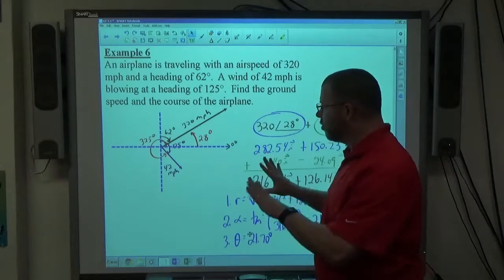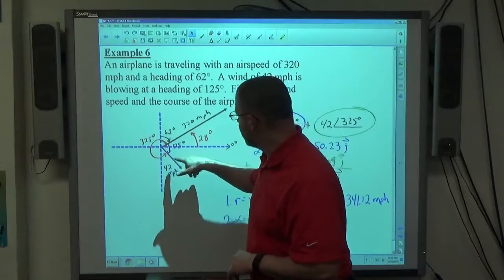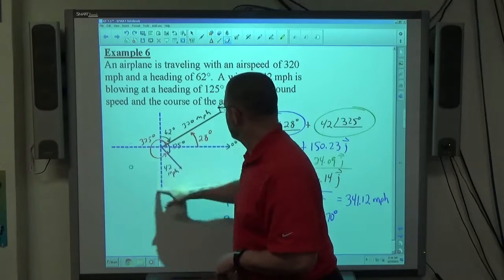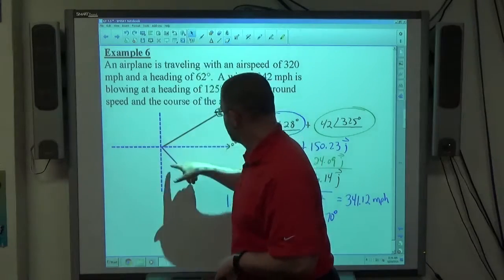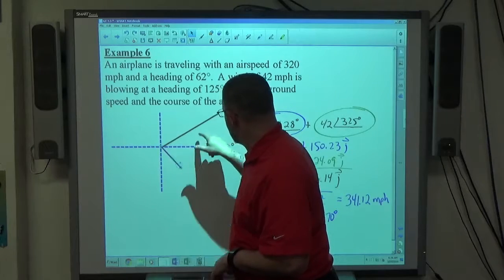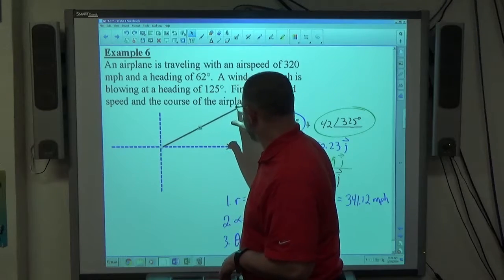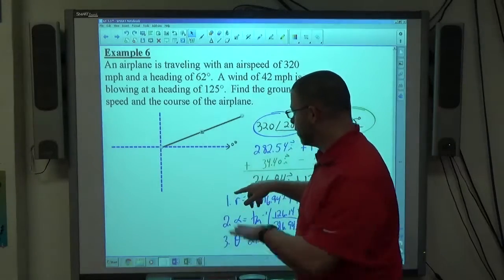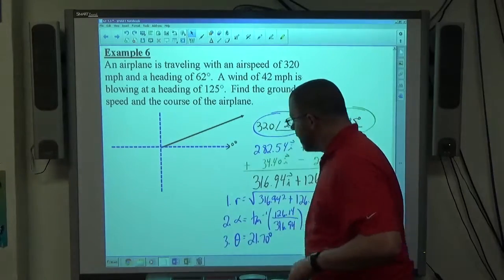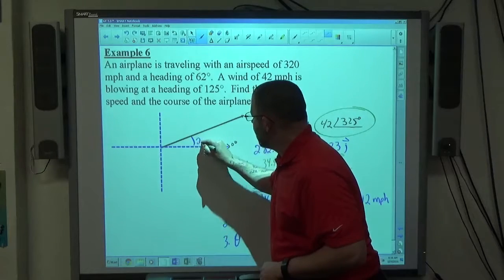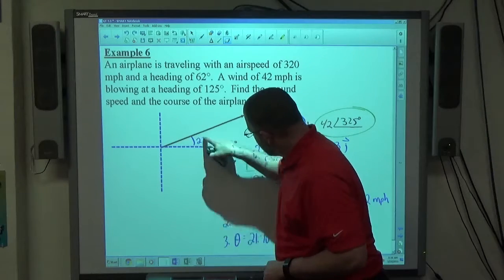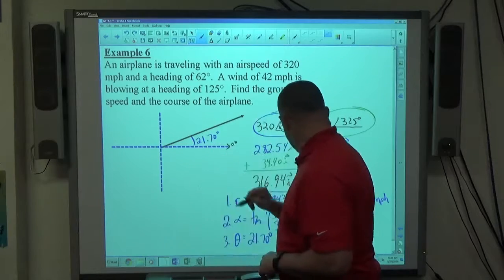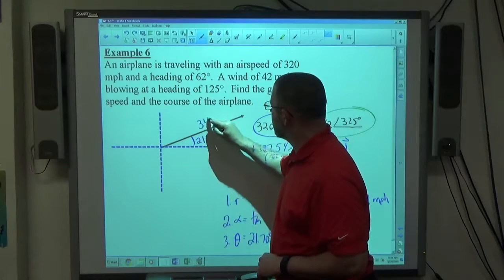So if I were to just draw a picture of this, I'm going to erase all of this and just draw a picture of our final vector. Let's do this. Perfect. So our final vector, the plane's going a little bit faster and a little bit further south, right? Closer to south, so more east. This is the 21.70 degrees, and this is 341.12 miles per hour.